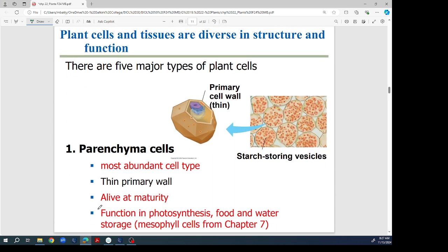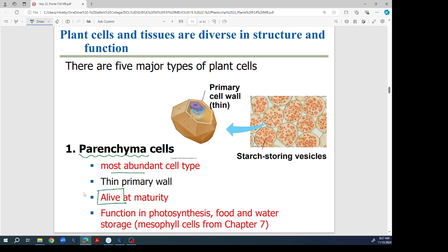So there's 5 different kinds of plant cells. Some of them have some wacky names, and I find that these are easier to make sense of if you have something to connect them to as far as an example. And so they have weird names. The first ones are parenchyma cells. And so parenchyma cells are the most abundant cell type. They're alive at maturity. They perform functions, so photosynthesis, food and water storage.